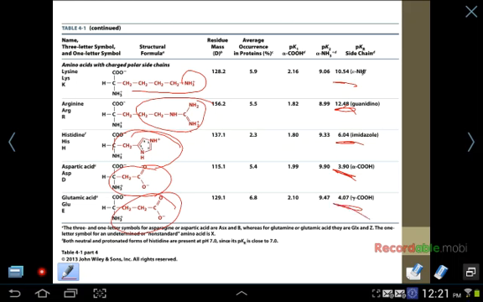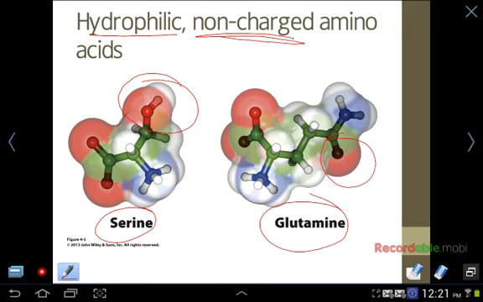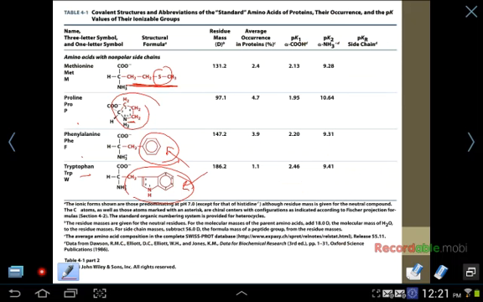So really, understanding these amino acids and their functional groups can help us to understand how proteins fold. They may fold to allow these very hydrophilic charged groups to be on the outside of the protein, while the very hydrophobic groups may be buried in the inside of the protein.